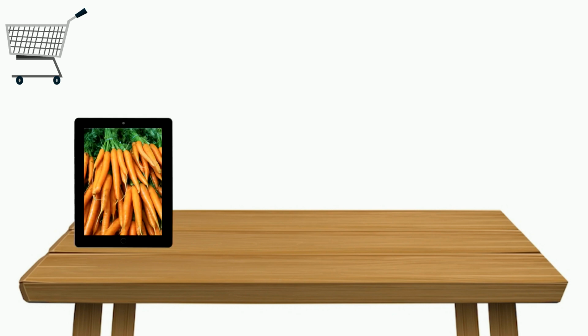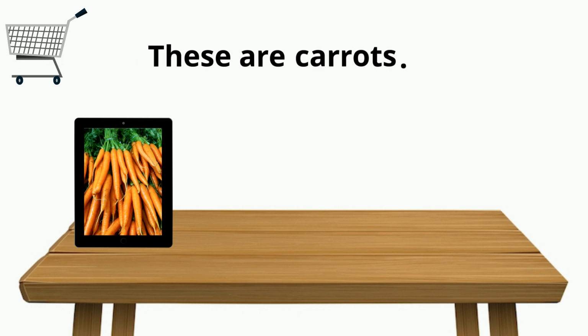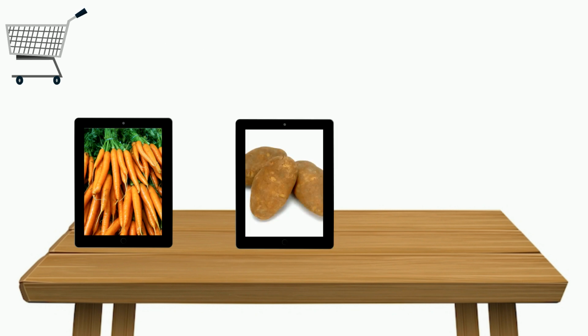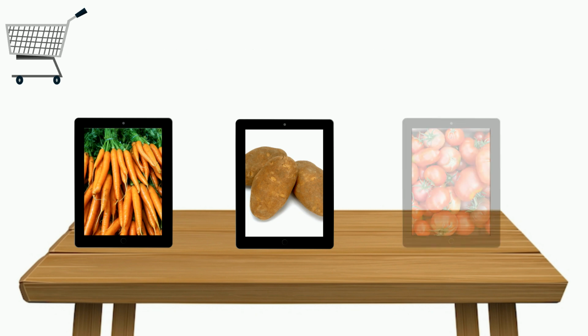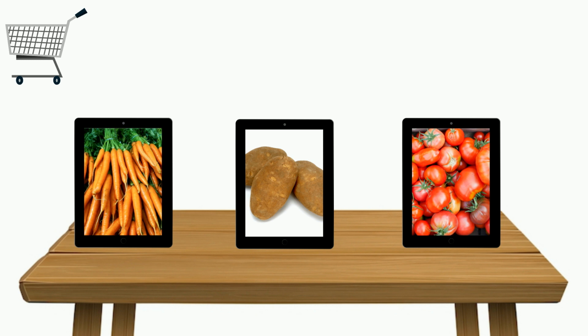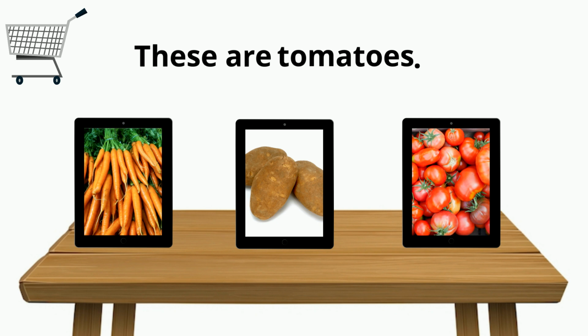Say the name of the vegetables and make a sentence. Here is an example. Carrots. These are carrots. Are you ready? Potatoes. These are potatoes. Tomatoes. These are tomatoes.